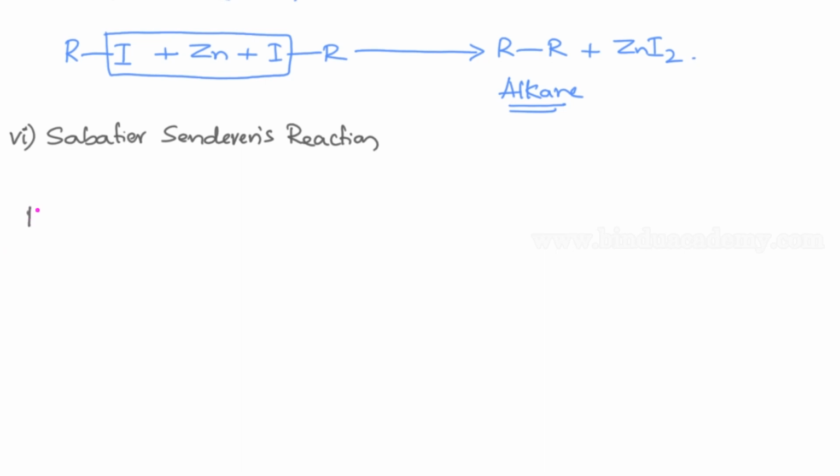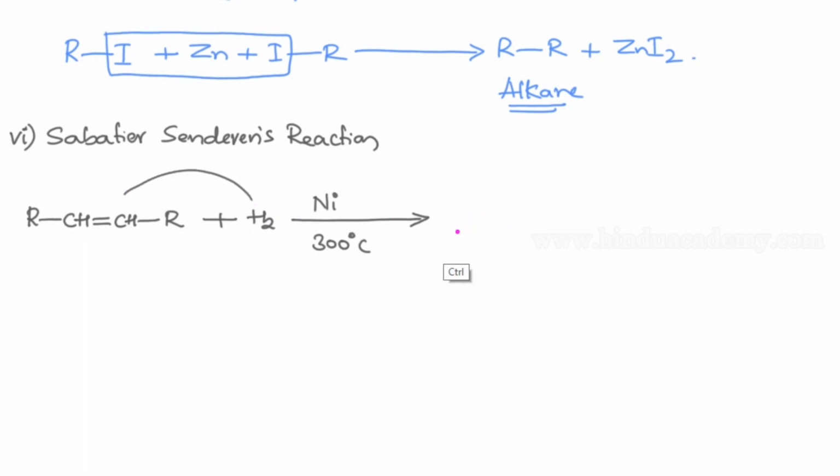I will take a generalized reaction: CH double bond CH single bond R. Now this is an olefin, and to this you have to add hydrogen gas. That can happen only in the presence of nickel at 300 degrees Celsius. A product is formed where hydrogen gets added, so I don't want to show the arrow mark here. Directly I will write R CH2 single bond CH2 R.